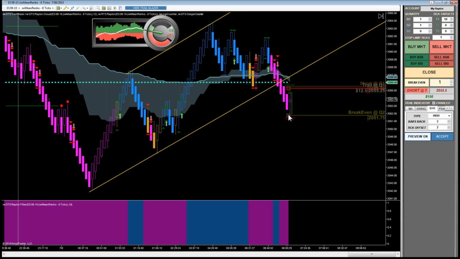Of course, we've got to get below 2052. That will trap all these buyers right here. If we trade below 2052, we should see a little bit of follow through to the downside. The Geiger counter, a great tool for helping you judge whether or not you should stay in a position, or whether you want to tighten your stops, or how you want to manage your trade.